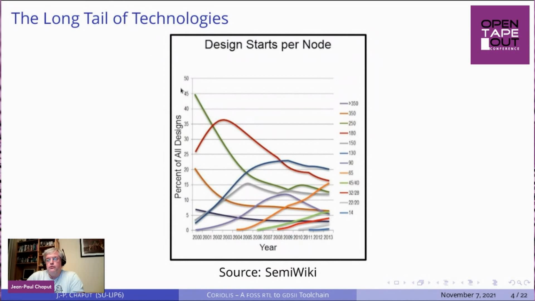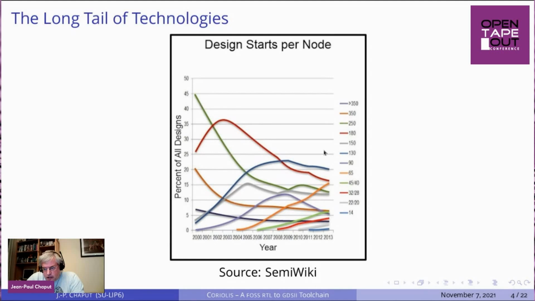Another reason to do so is the long tail of technology. This curve shows the number of designs, not the number of chips made, but the number of different kinds of designs started by year and by technology. And what you can see, at least on those curves, is that whenever a technology gets mature or a little bit old, it doesn't cease to exist. Designs continue to be made with it.